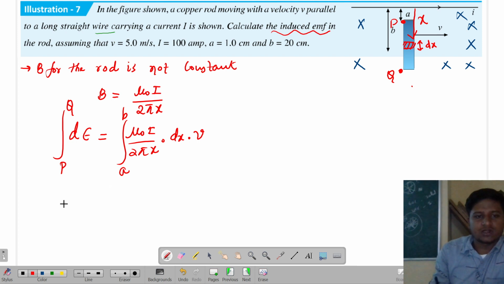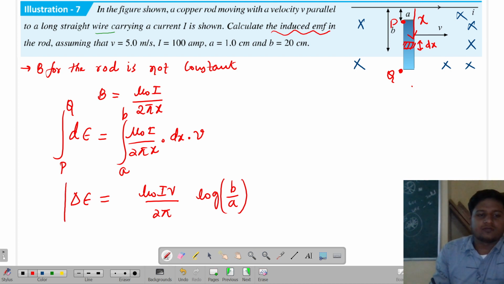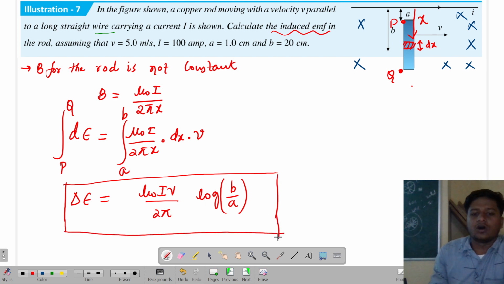Did you get the answer? What will you be getting? Change in EMF will be equal to mu naught I V divided by 2 pi, 1 by x dx is what? Log x. So log B by A. Yes or no? This will be the answer or not? So net EMF generated over here is mu naught I V by 2 pi log B by A. Got it or not? Is it okay or not? Good. Write it fast.